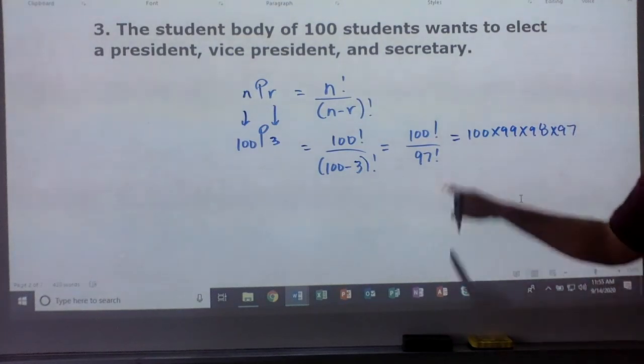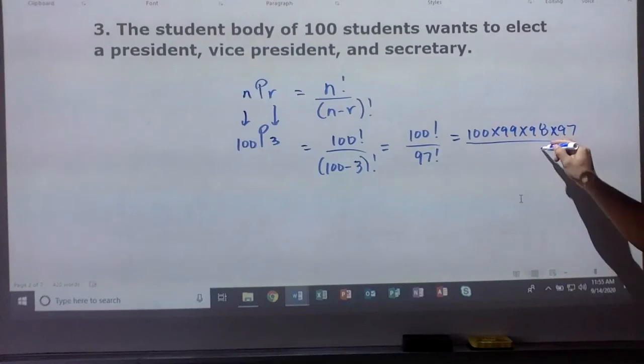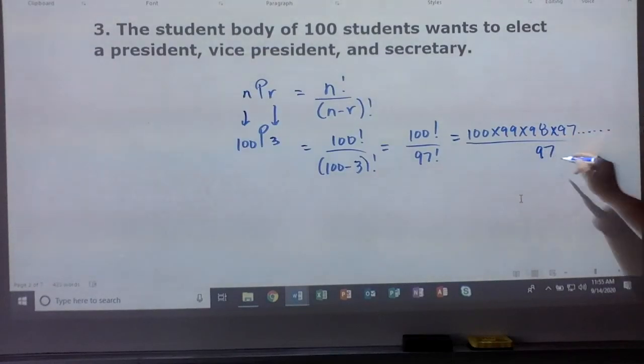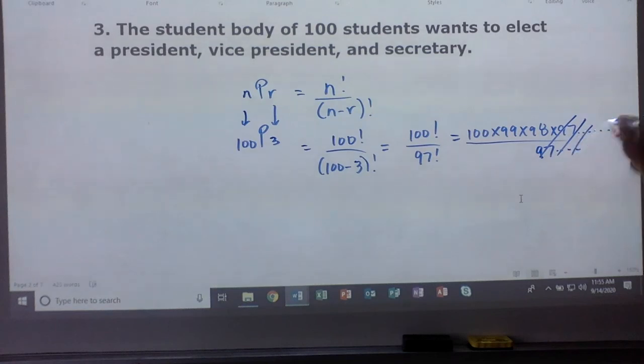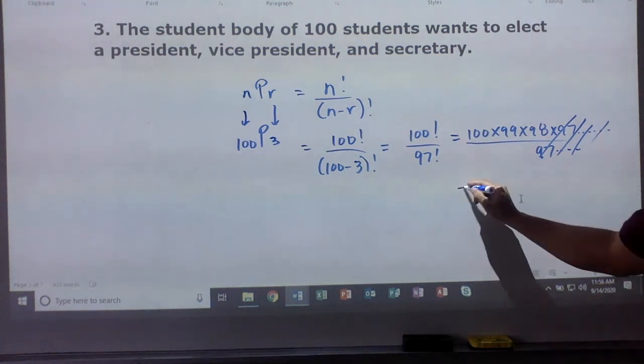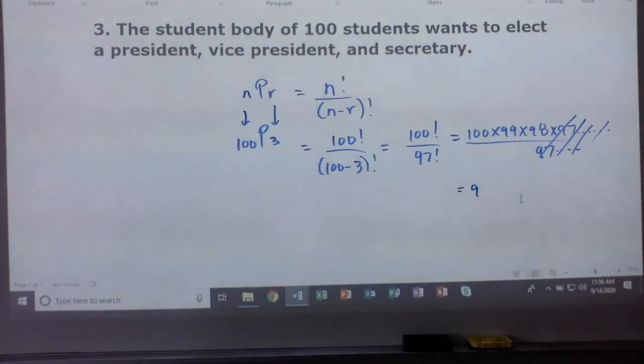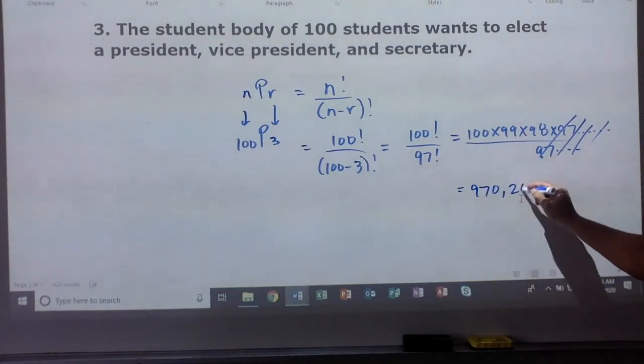Why do I stop at 97? Because of the thing in the bottom. There's no need for me to go all the way to 1. It's gonna keep going, but every single number is gonna cancel. So I just take the number and multiply it. If you put it in, double check all the answers I'm giving you. 100 times 99 times 98 times 97 equals 970,200.